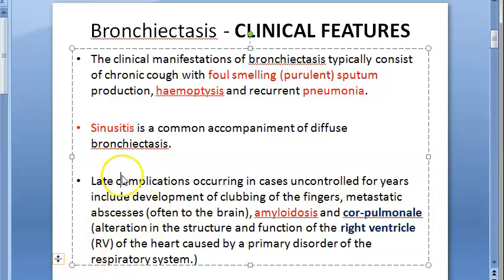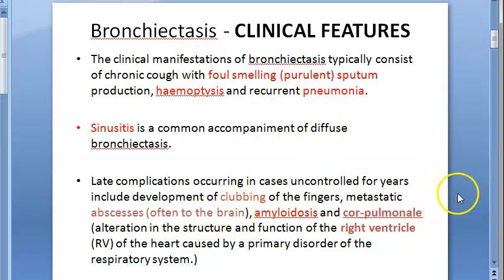Then as complications, there can be amyloidosis, cor pulmonale, etc. Cor pulmonale is where the right ventricle is affected because of the pulmonary disorder. Then, clubbing of fingers they have written here. Abscess even in the brain, metastatic abscess in the brain.